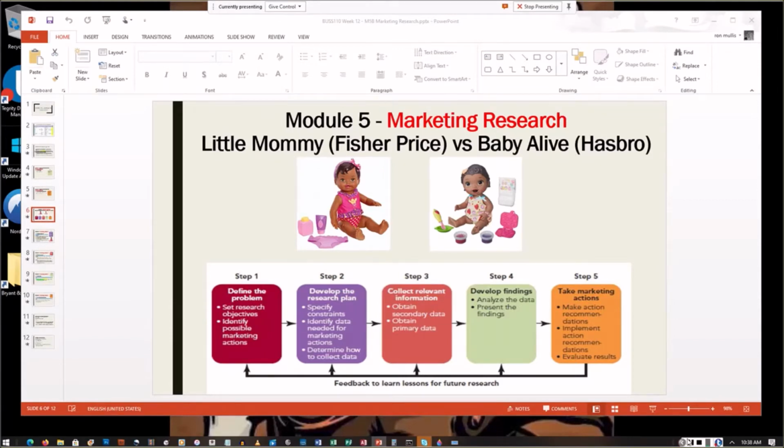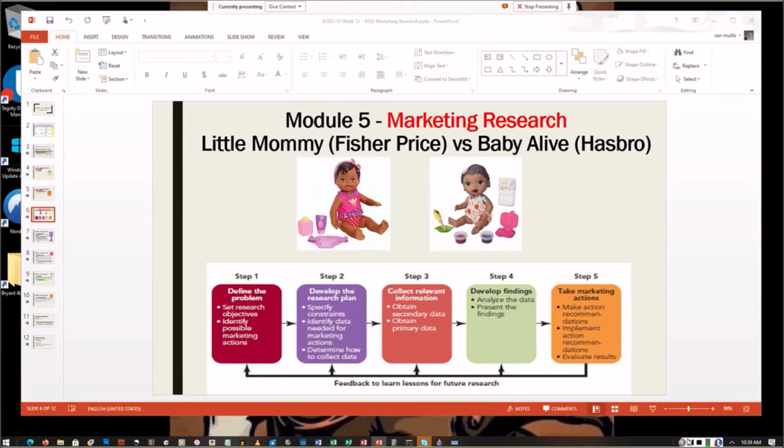The product for Fisher Price is the Little Mommy Doll line. For Hasbro, it's the Baby Alive Doll line. For Fisher Price, the Little Mommy Doll line included baby dolls, doll clothes, wearable doll accessories, doll bathtubs, high chairs, all types of things for baby dolls and for kids to play with. This product competed with Hasbro's line, called Baby Alive.